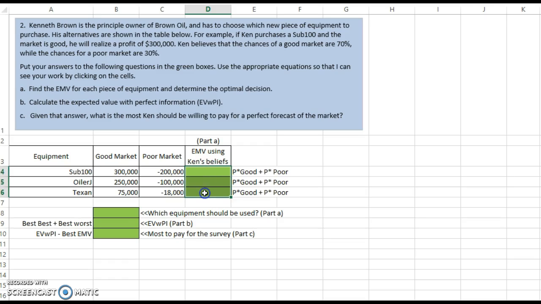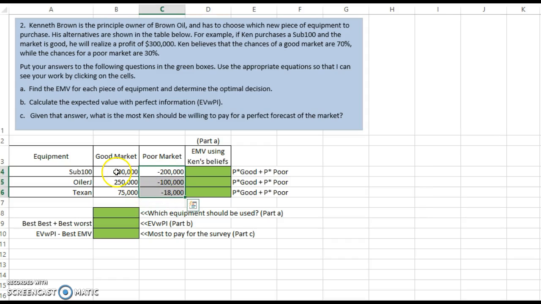So based on whichever of these is the highest, that's what piece of equipment you should select, the one that has the highest expected monetary value. Now the EVWPI, and you'll read about that in your textbook, and basically you're going to take the best payoff in the first state plus the best payoff in the second state. So that's saying you're going to take the best payoff that's in this row plus the best payoff that's in that row, and of course each one you're going to multiply times the probability of a good market and the probability of a poor market.